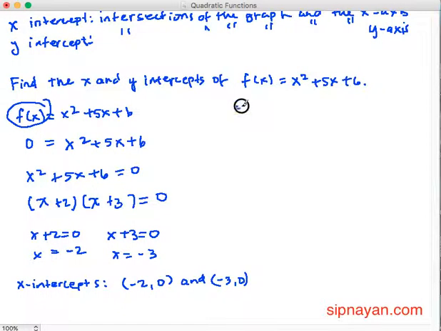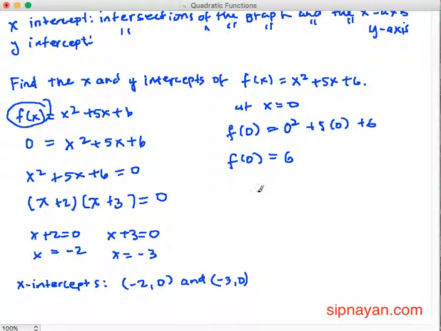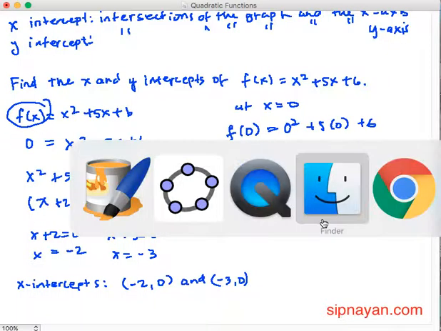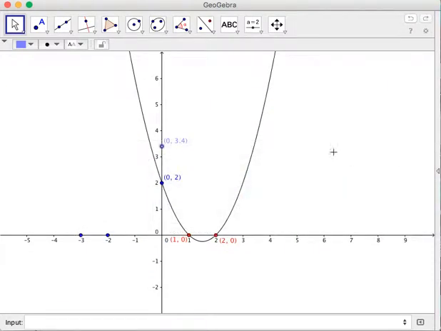So, at x equals 0, we substitute every x with 0. So, f of 0, f of x is f of 0, equals 0 squared plus 5 times 0 plus 6. Ibig sabihin, f of 0 equals 6. Ibig sabihin, ito yung y-intercept natin. At 0, 0 yung x natin, di ba? X-coordinate, 6. So, ibig sabihin, dadaan yung graph natin at 0, 6.